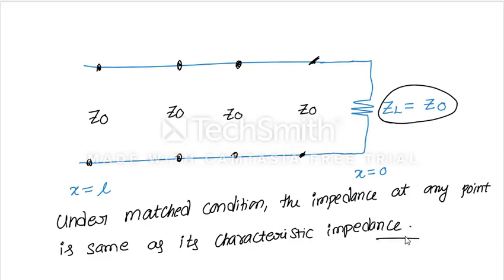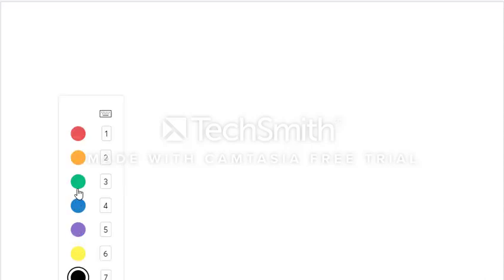Under matched condition, the impedance at any point is the same as its characteristic impedance. Right, got it. Now let's see this. We have seen the impedance in the general case. We have seen Z of x, which is equal to what?